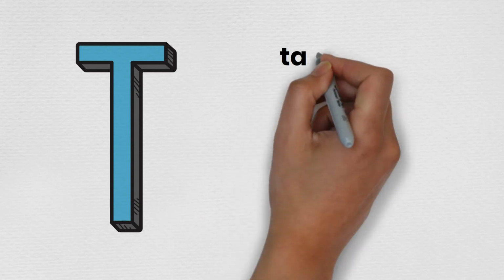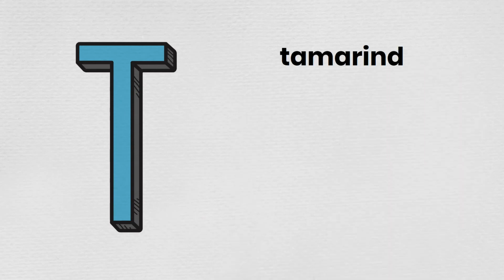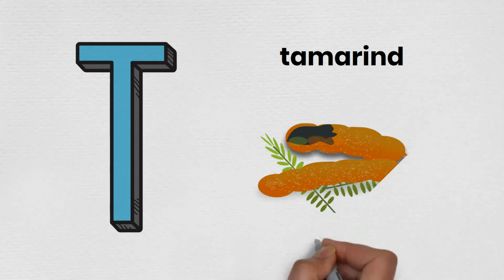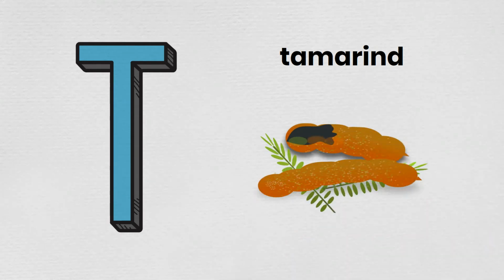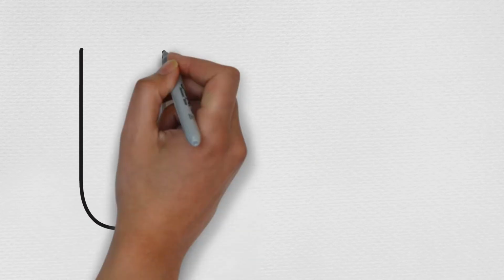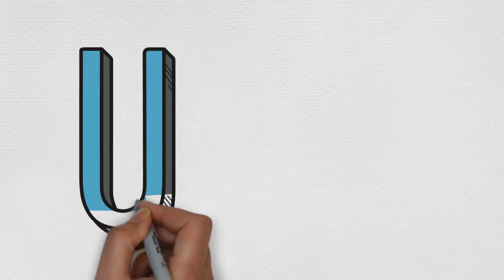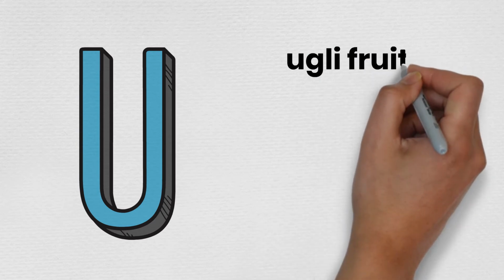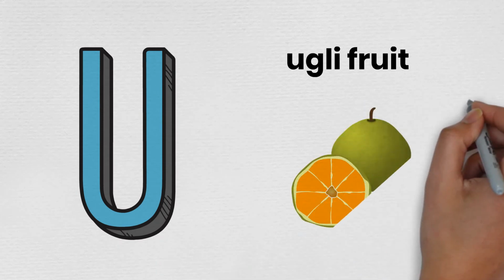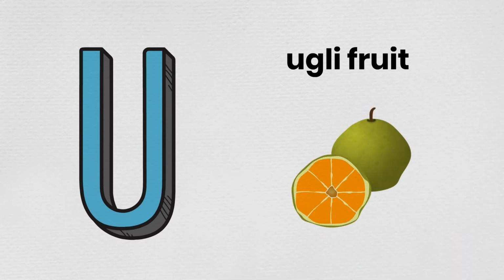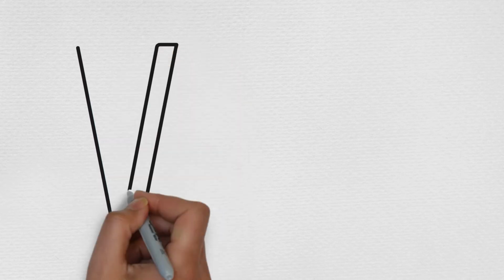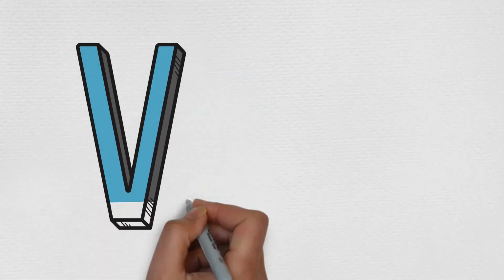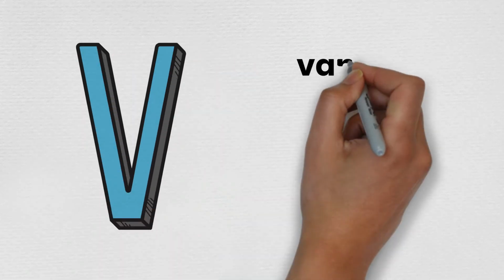T is for tamarind. U is for ugly fruit. V is for vanilla.